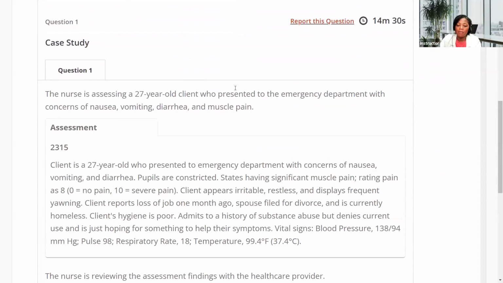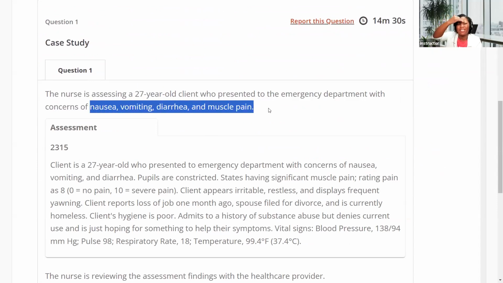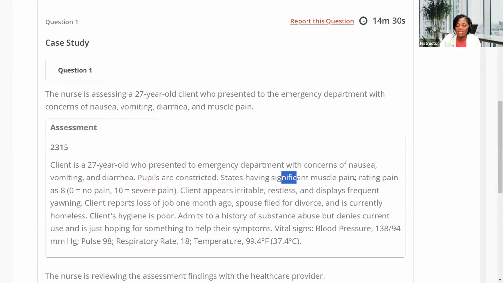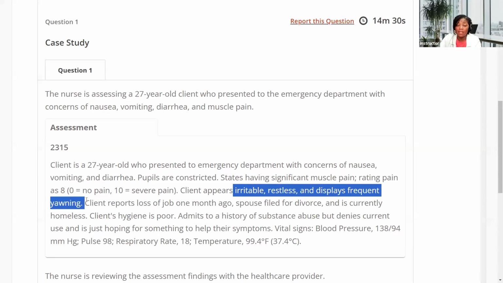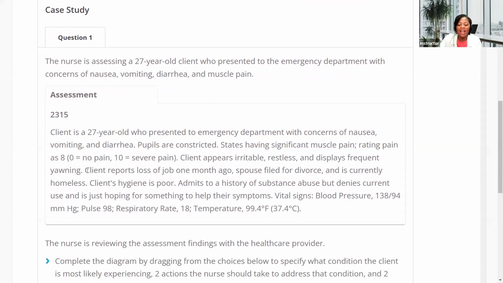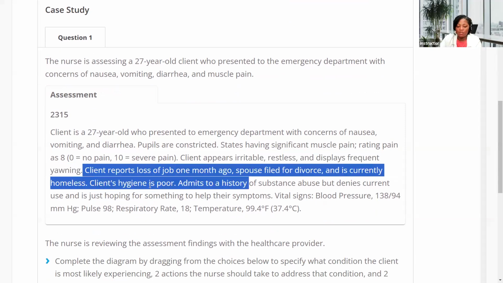With our first case, remember this was that 27-year-old. We started in the ER. Had the nausea, vomiting, diarrhea. Remember, I told you there's so many things that could be, right? But upon reading the assessment and pulling out the things that were really sticking out: the constricted pupils, the significant pain, muscular pain, which is consistent with the flu-like symptoms. Then we add on the irritability, the restlessness. They're yawning frequently. If you ever see that, that's a hallmark sign for someone who is going through an opioid withdrawal. And then NCLEX loves to slide in some risk factors, right?